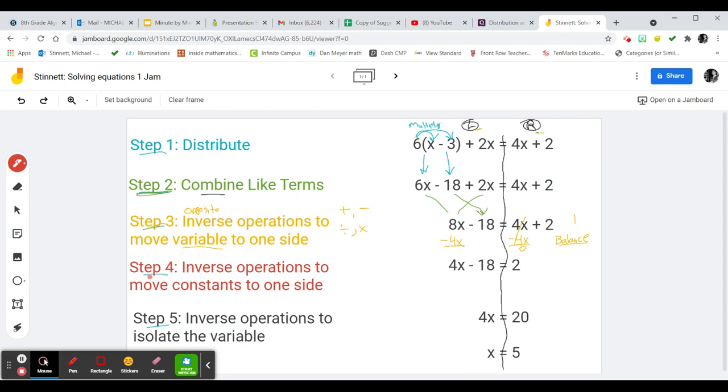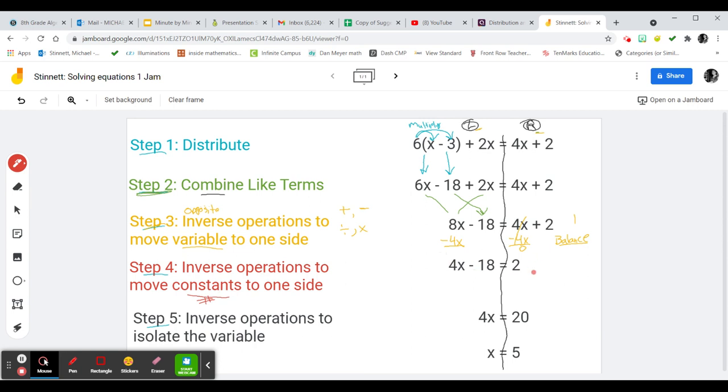So then for our fourth step, we're also going to do inverse operations or opposite operations, but we have a different reason for doing it this time. We actually want to move the constants, and constants are just numbers, just normal, regular numbers. Those are our constants in our equation.